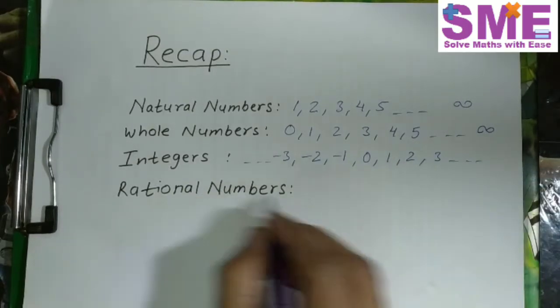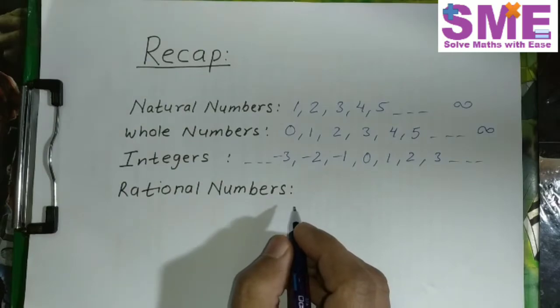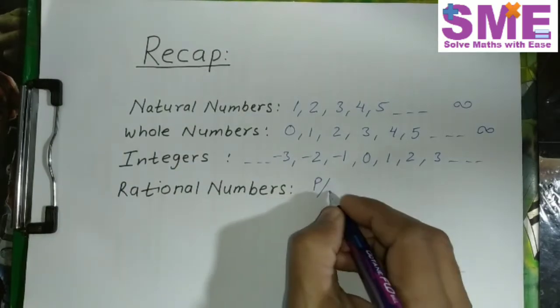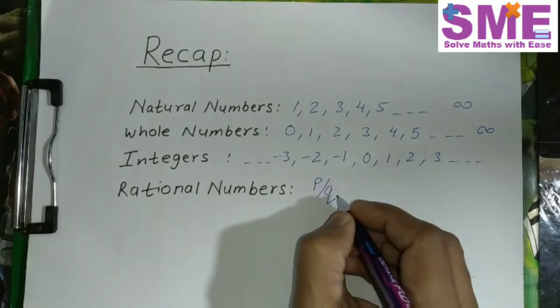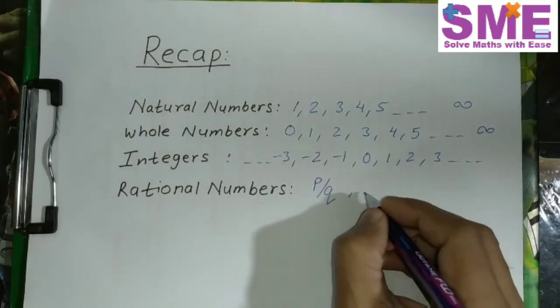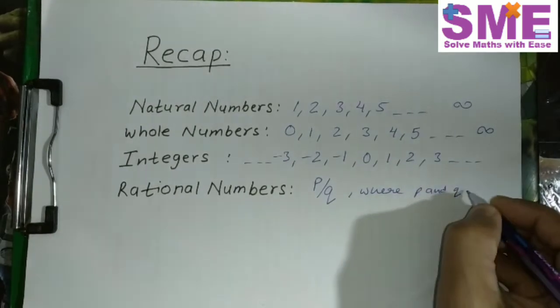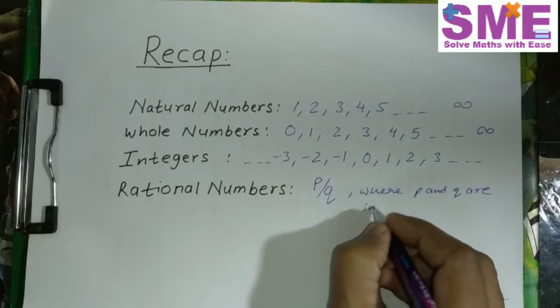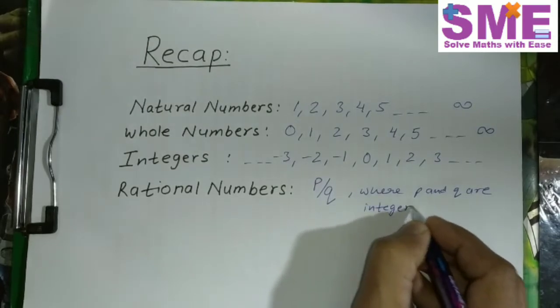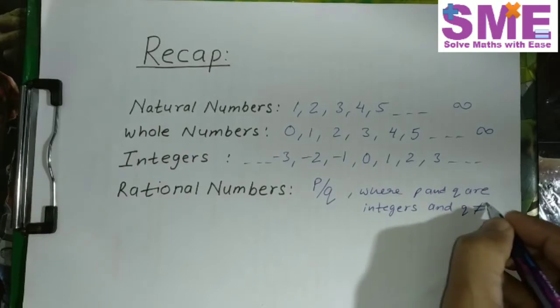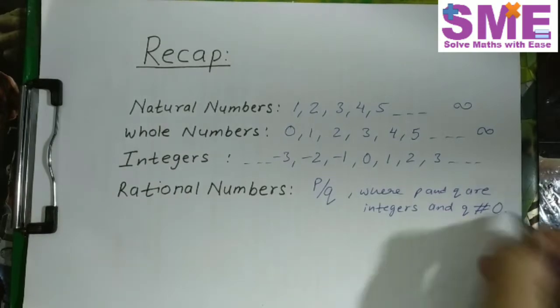And what are rational numbers? Rational numbers are those which can be expressed in the form of p by q, where p and q are integers, and also q should not be equal to 0.